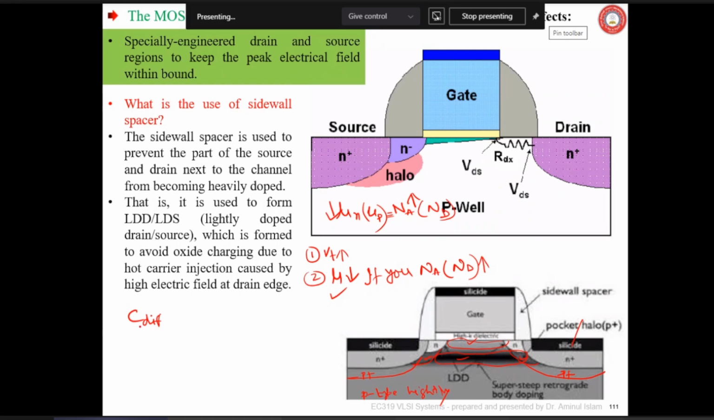C diffusion means source or drain diffusion capacitance. What will happen to that? I'm hinting you. It will increase or decrease? Increase. Then what will happen to Cl? Increase or decrease?